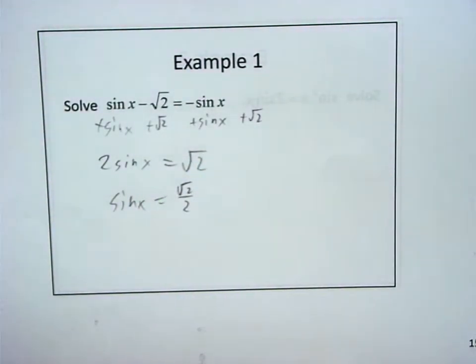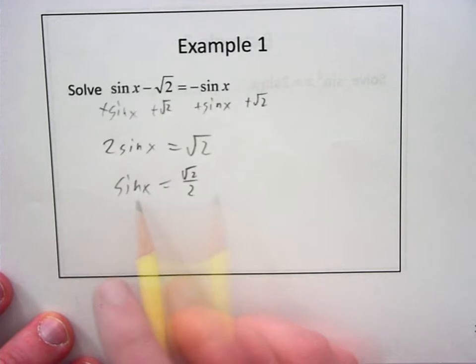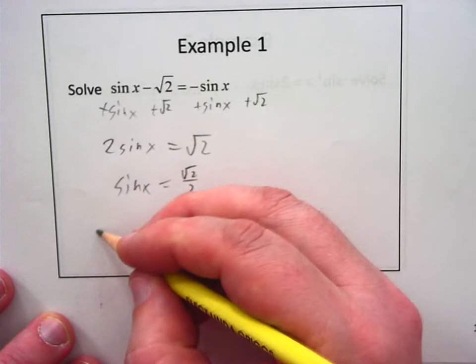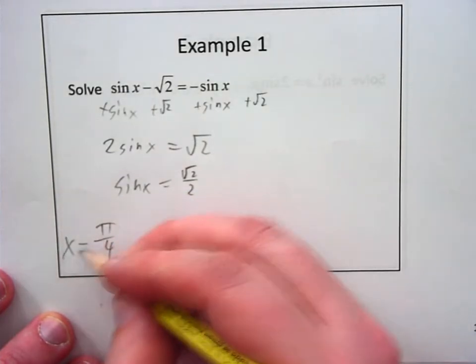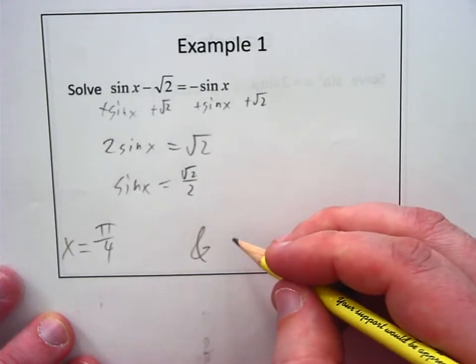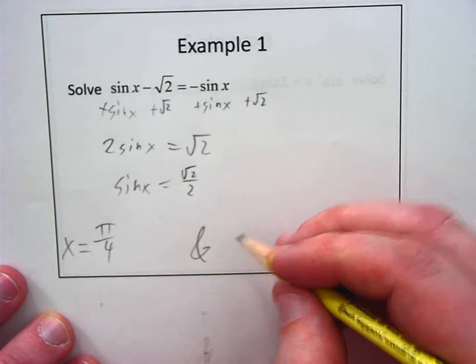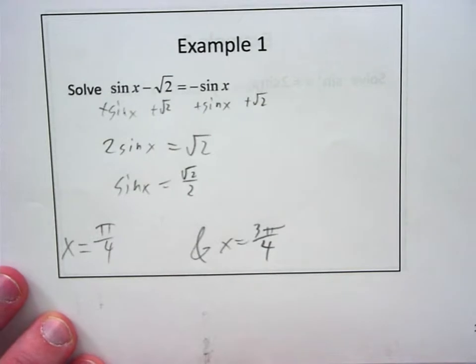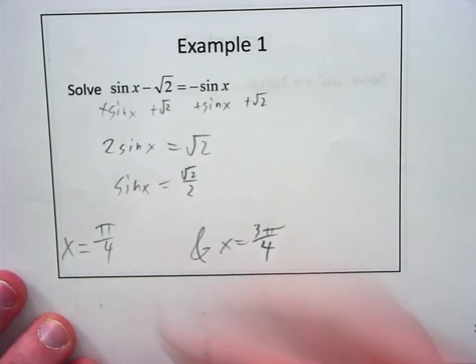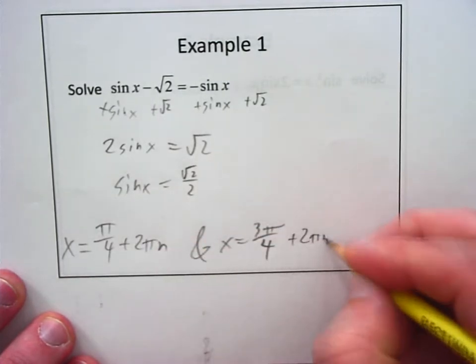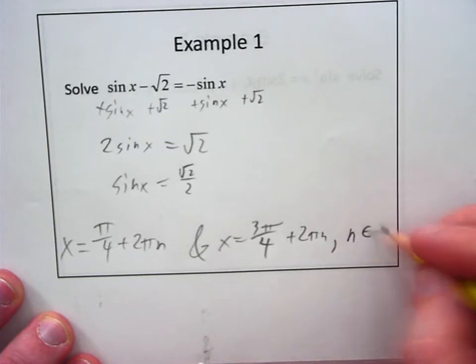And then think about the default graph of sine, or the unit circle. What x value will give you square root of 2 over 2? Pi over 4 and 3 pi over 4. 3 in the second quadrant. Since it's positive square root of 2 over 2, it has to be in the second and first quadrant for sine. Now each one of those I'm going to add 2 pi n to, and then state n as an integer.